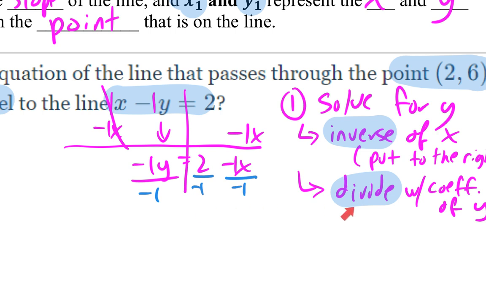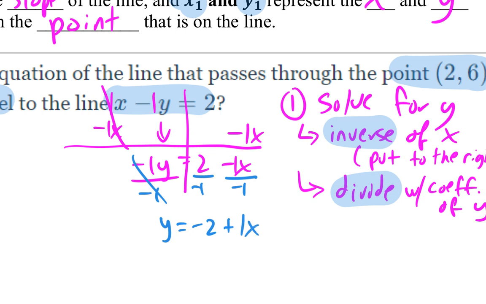Okay, so now we just go from left to right. I'm going to think, what is negative 1 divided by itself? That cancels, and I'm left with just the y, right? 2 divided by negative 1 is negative 2. If I'm not sure, I put it in my calculator. Negative 1 divided by negative 1 gives me positive 1, and then I write the x.